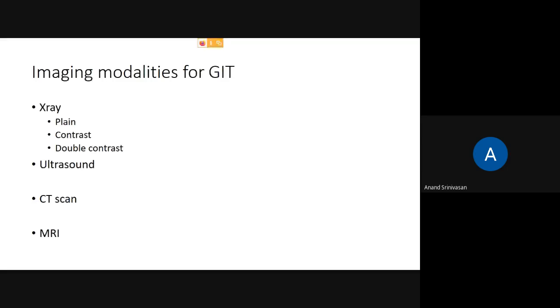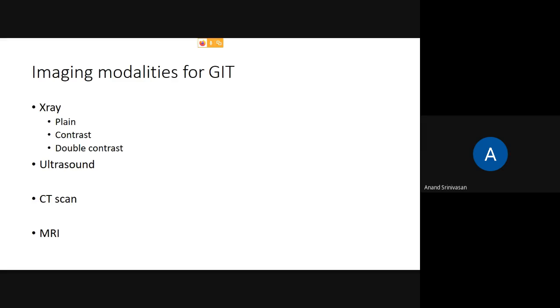The next one is double contrast. So what is this double contrast? Here they use the contrast material and also air, to see the structures more clearly. I will be showing you the examples later. Then ultrasound is another modality.